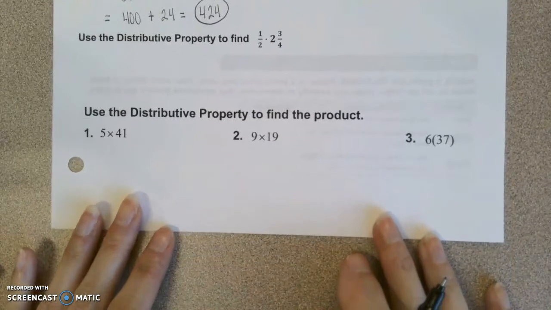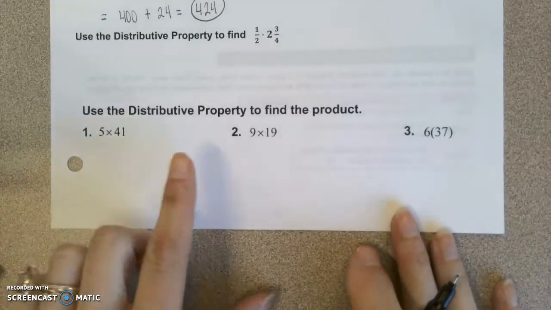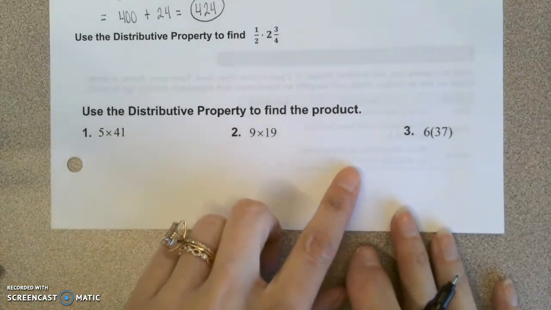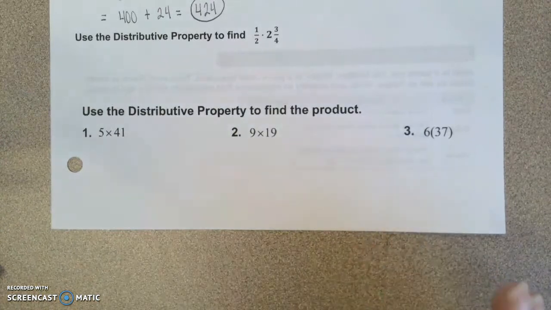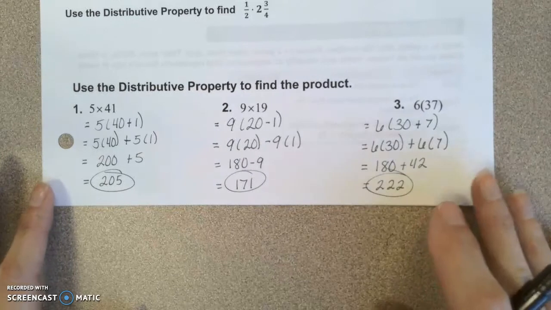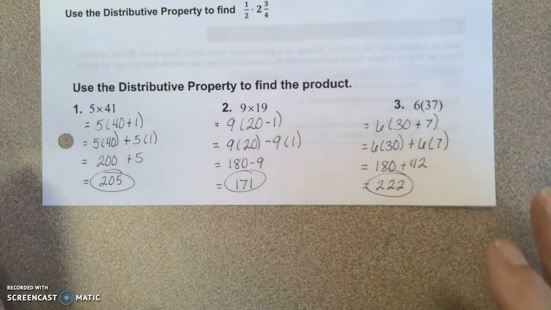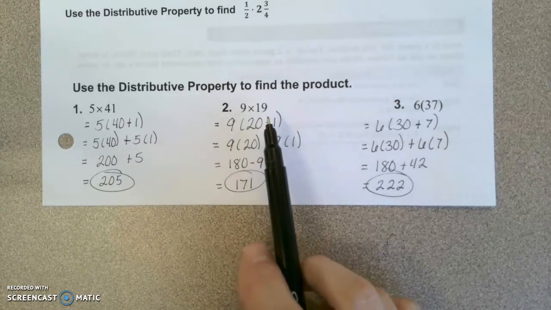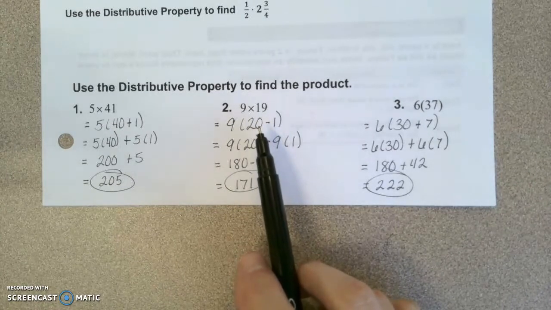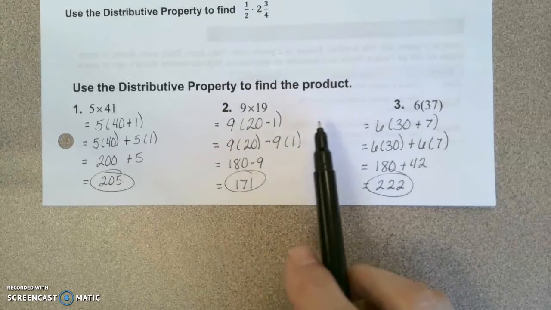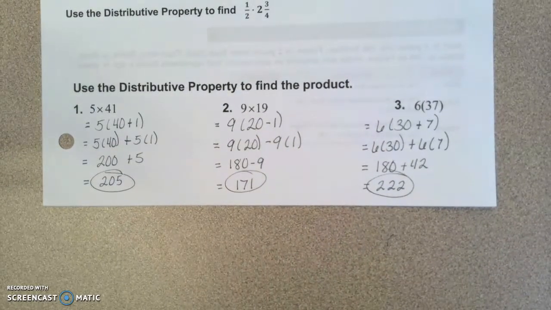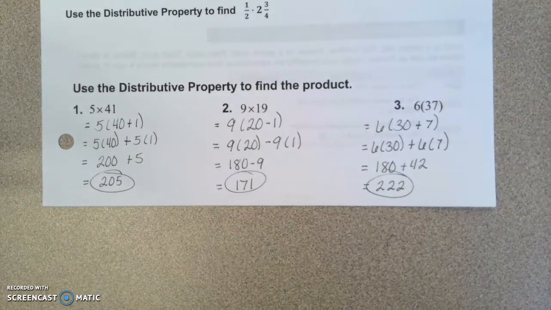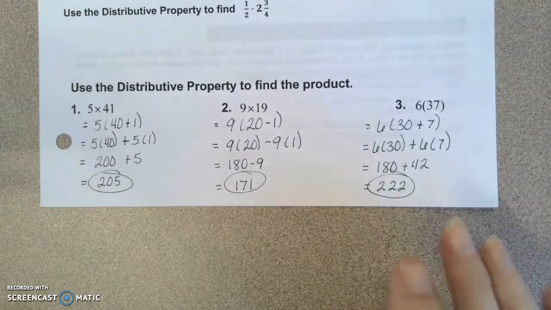Go ahead and pause your video and try the 3 down at the bottom using that method. And then you can unpause to check your work. All right, go ahead and check your answers to those 3. Remember, on number 2, you could do 10 plus 9, but it's also okay to think of this as 20 minus 1. Number 3, I did 30 plus 7. Some of you might have done 40 minus 3, and that would work as well.